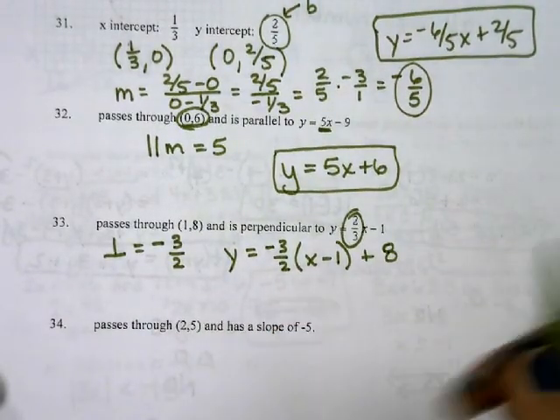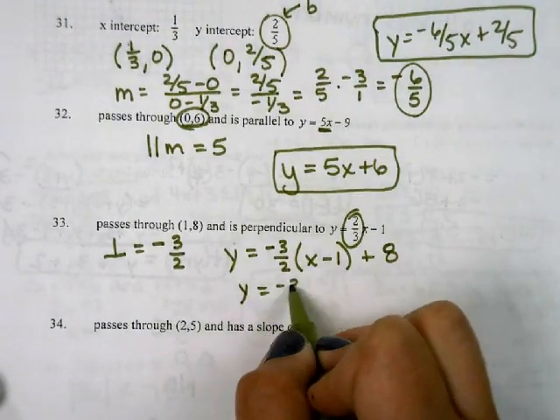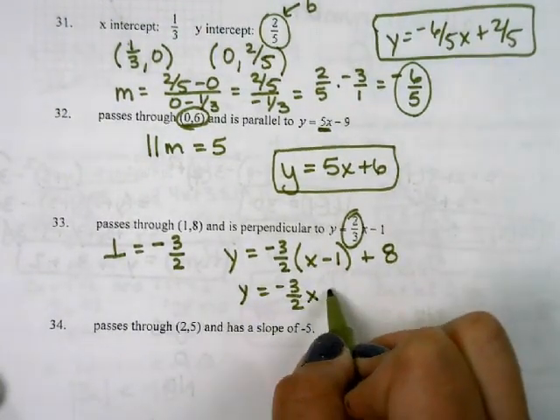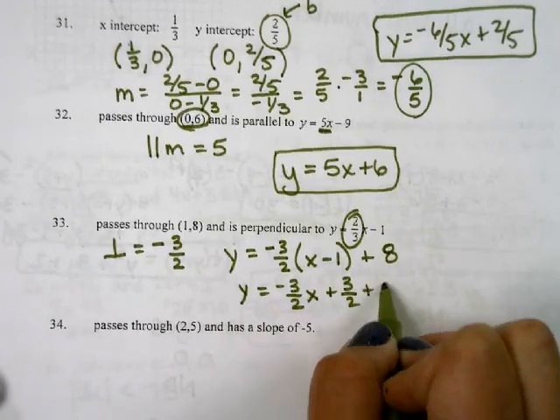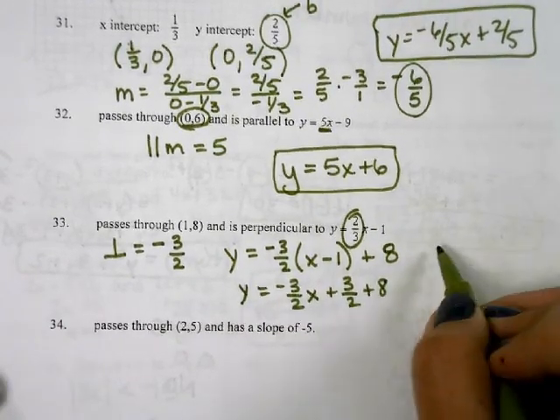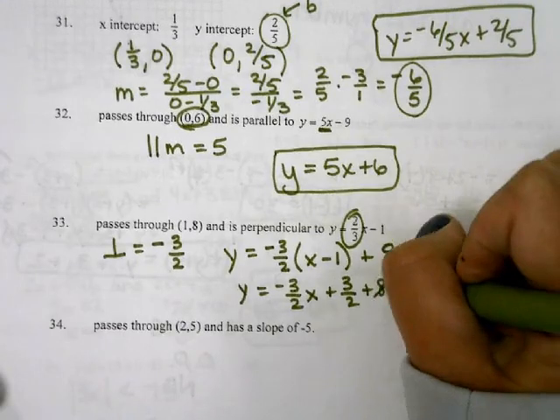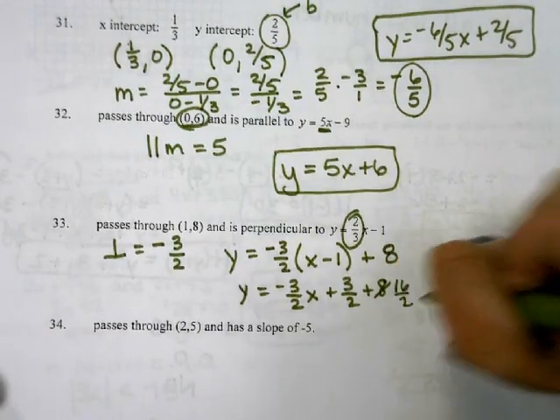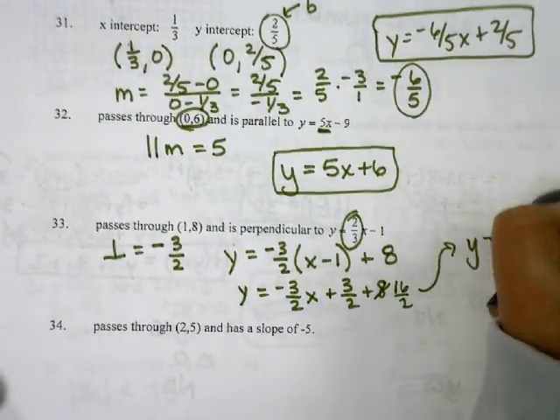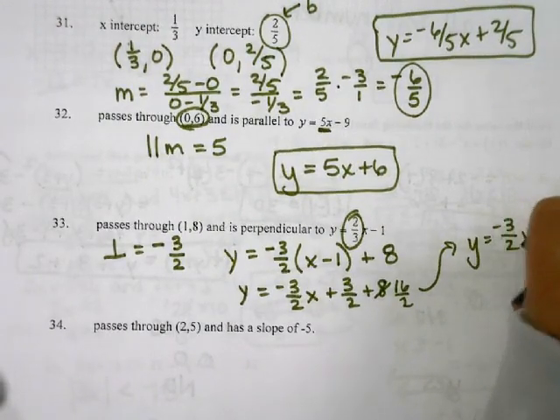Distribute. I'm using point slope form, so 3/2 x plus 3/2 plus 8. 3/2 plus 8 is, what do you call that? 16/2. So y equals negative 3/2 x plus 19/2.